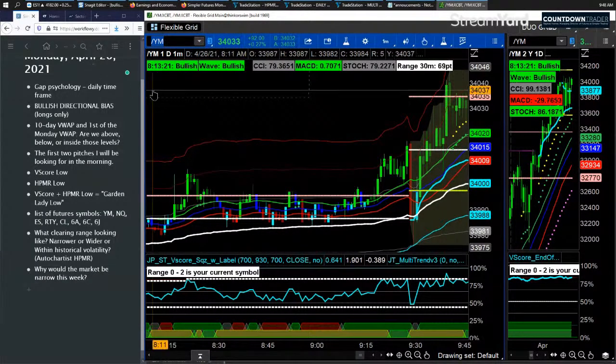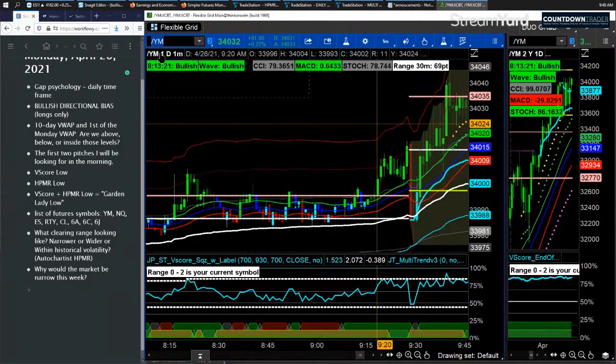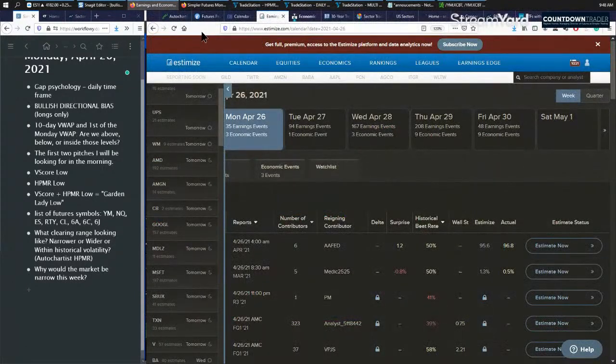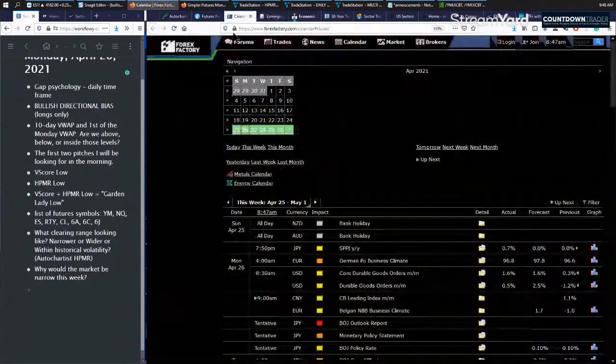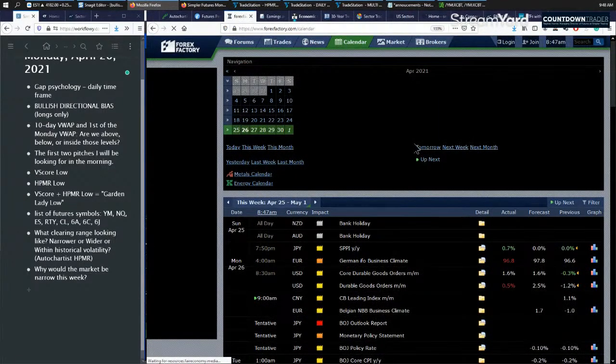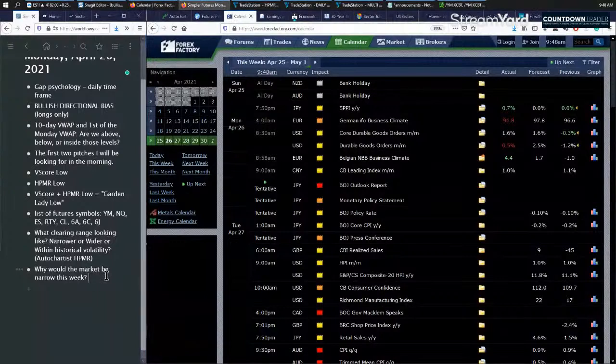I don't think we'll stay stuck in this range all day, but it is very narrow right now. So right off the bat, gang, the market is aware of that one event. And this is just the earnings calendar. What about the event calendar? Now we're going to make a pit stop over at Forex Factory. Let's look at the calendars.